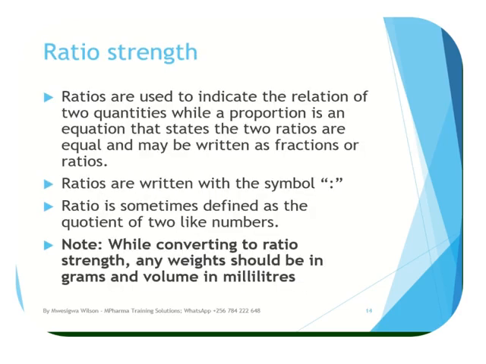The other way on how we can express the strength of pharmaceutical product is using ratios. These ratios are used to indicate the relation of two quantities, while a proportion is an equation that states two ratios are equal, written as fractions. So all of us remember ratios written with the two dots, these ones here. However, a proportion is just an equation that states two ratios are equal, written as fractions. We shall see these two as we progress.